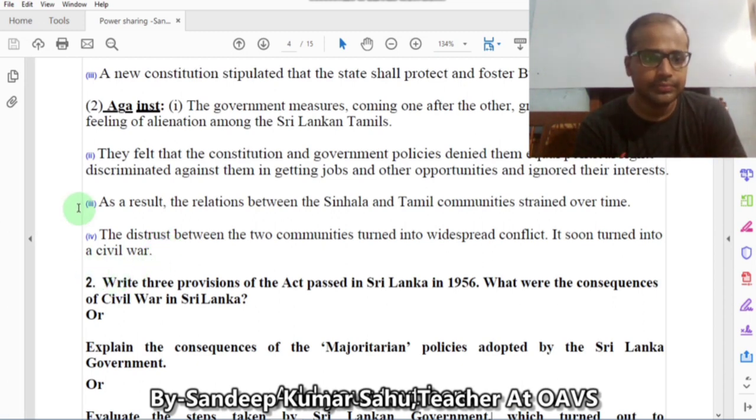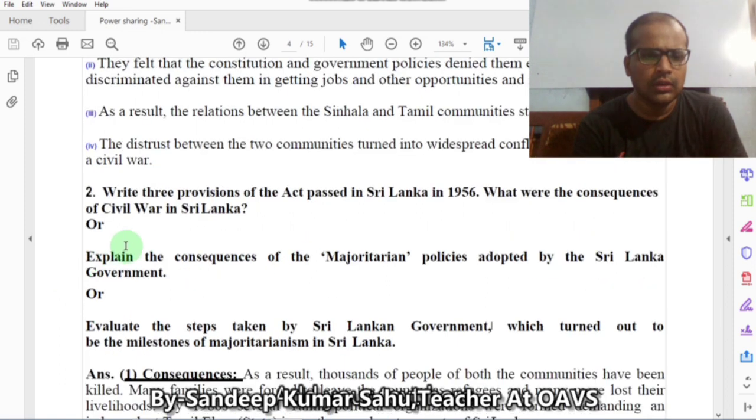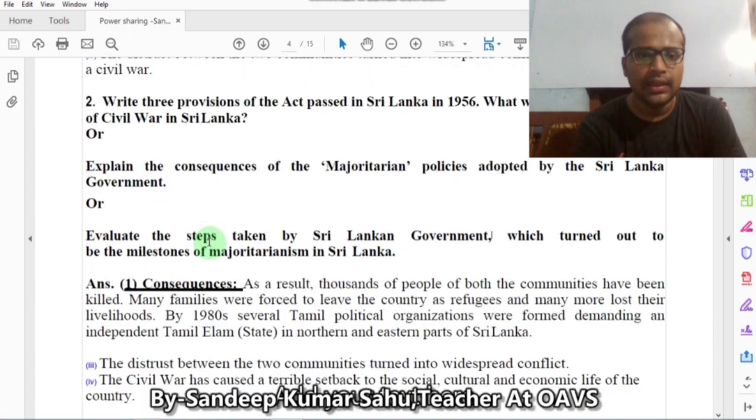Question number 2. Write 3 provisions of the Act in Sri Lanka 1956. What were the consequences of civil war in Sri Lanka? Or explain the consequences of majoritarian policy adopted by the Sri Lankan government. Evaluate the steps taken by the Sri Lankan government which turned out to be milestones of majoritarianism in Sri Lanka. The answer is: what were the consequences of the majoritarian policy adopted by the Sri Lankan government?